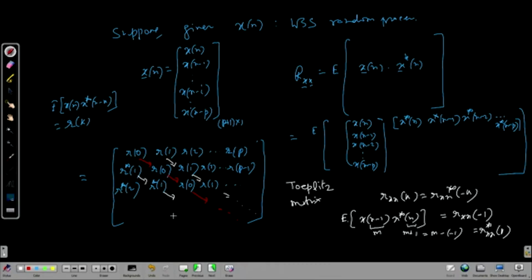But here, along with being Toeplitz, this is Hermitian also. So, if it is R(1), its conjugate comes here and then propagates. So, it is an additional property. These are very important properties of the correlation structure, the correlation matrices, of discrete time random sequences.